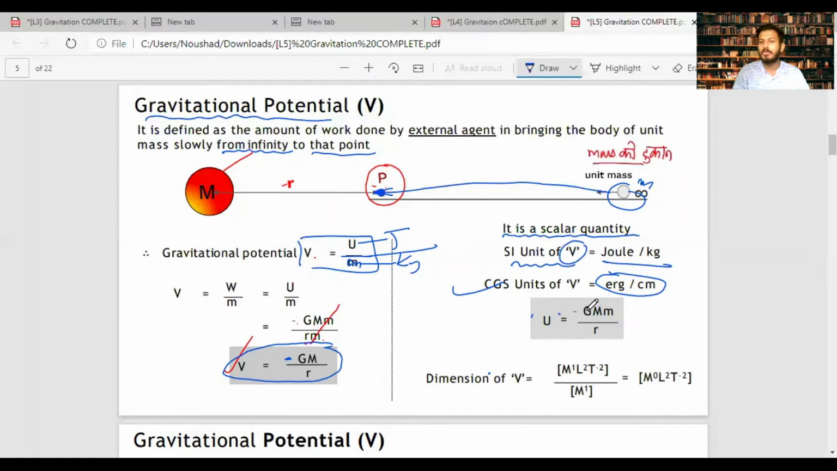Then V equal to minus GMm divided by r, minus GM by r. This m is not required. For bringing unit mass, that is gravitational potential. I already told you about that. But for bringing a body of mass m, that is gravitational potential energy for mass m. For unit mass, it is gravitational potential.